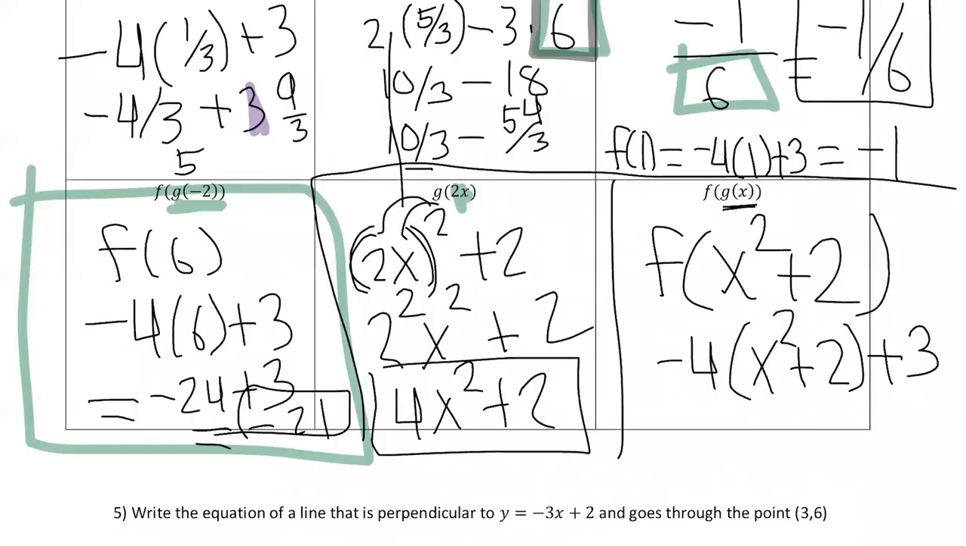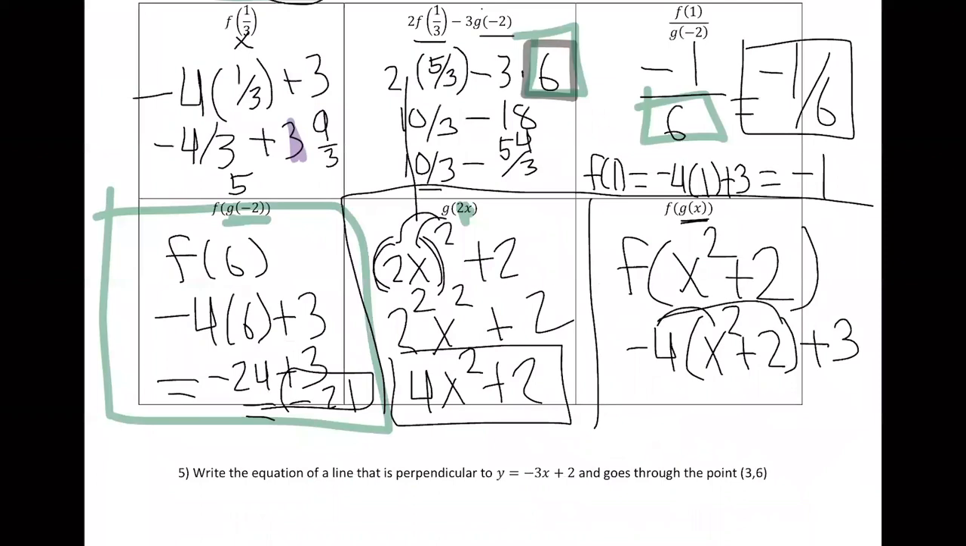We could distribute and combine like terms. That would be -4x squared, -4 times 2 is -8, bring down the plus 3. Don't multiply that, because it's not inside the parentheses, so we don't distribute to the 3. Then you can combine the -8 and the plus 3. That would just be +5.